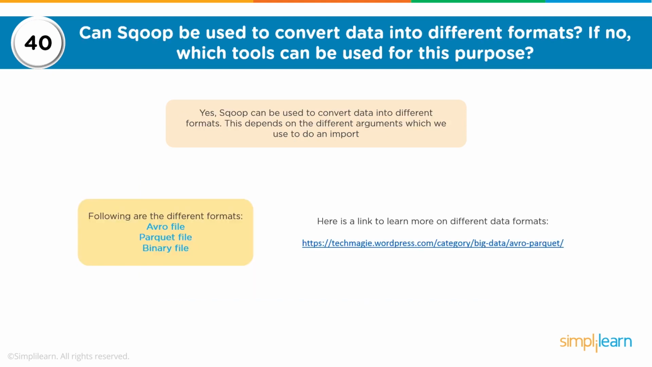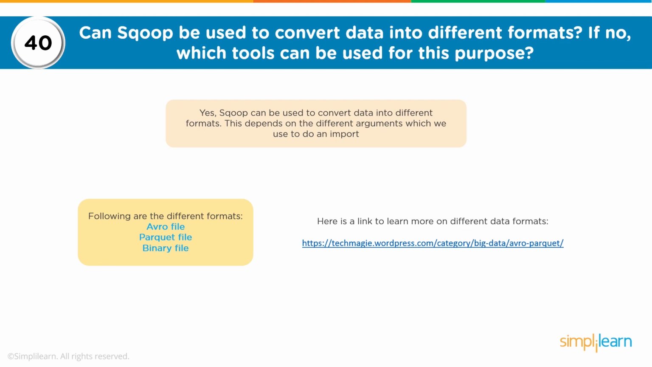Finally, can Sqoop be used to convert data in different formats? I think I already answered that, right? If no, which tools can be used for this purpose? So Sqoop can be used to convert data in different formats, and that depends on the different arguments which you use when you do an import, such as Avro file, Parquet file, binary format with record or block level compression.